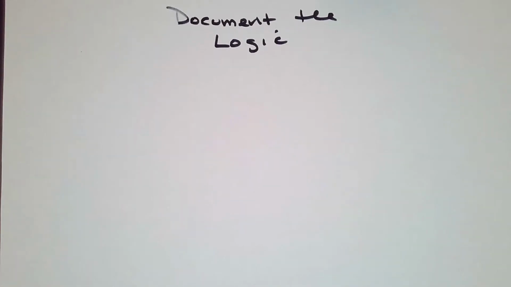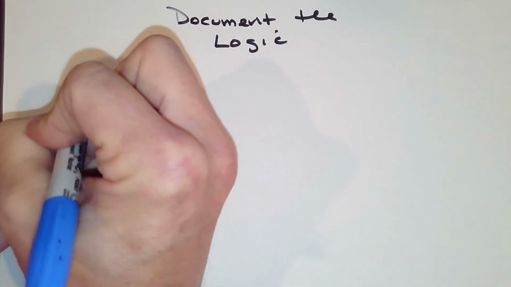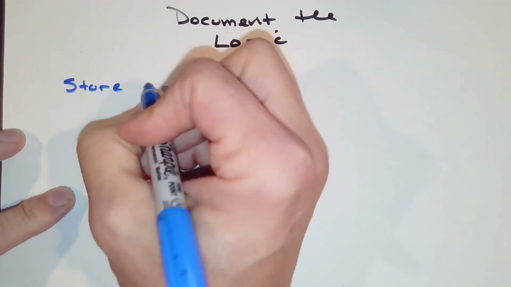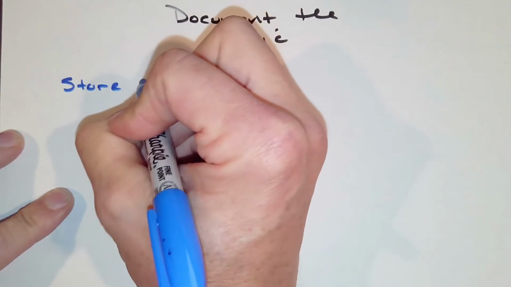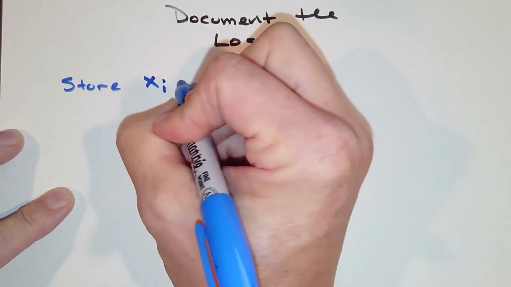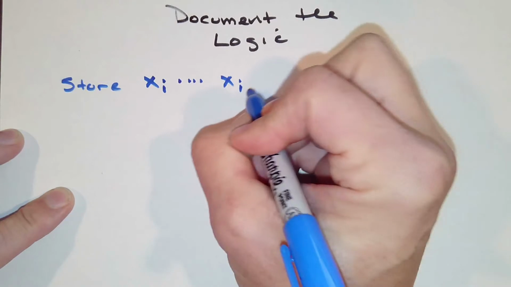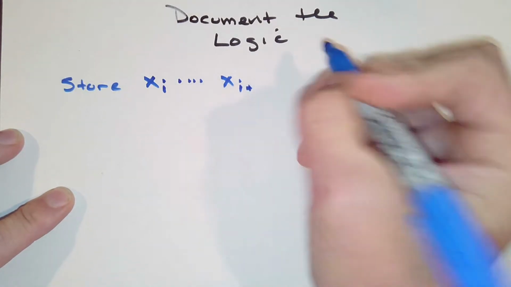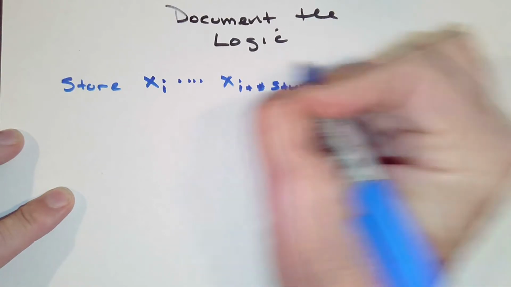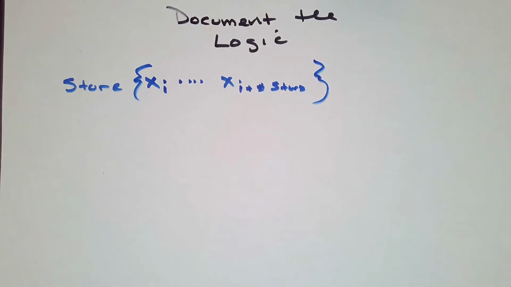So the variables that I have: store, and I have a number of stores. We'll call those X, I to X, I plus number of stores. Okay, so that is my portfolio of stores, right?